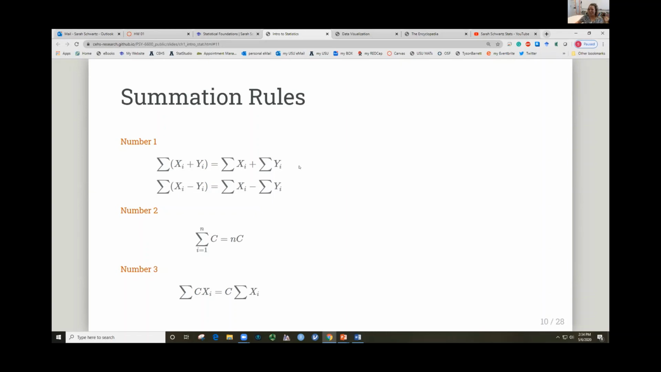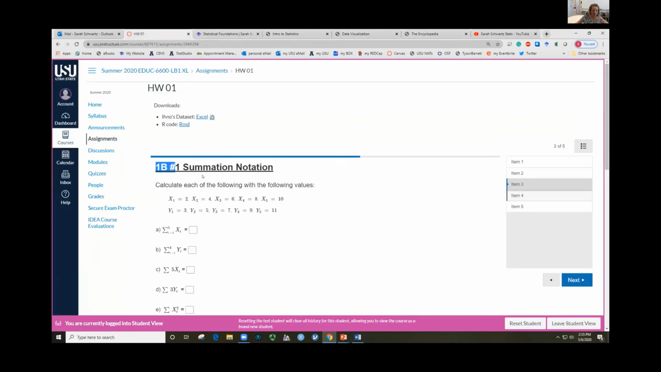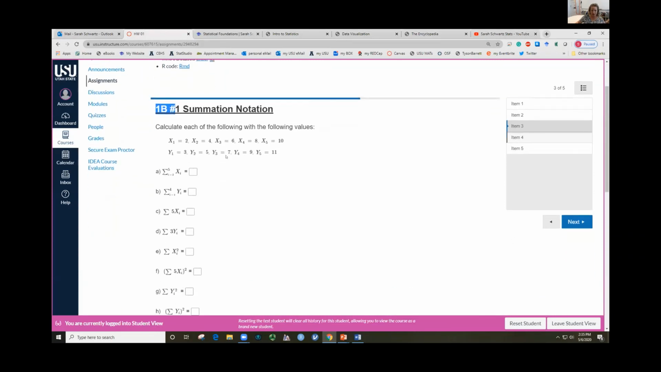They do some great things. As a mathematician, I love them. But more than anything, I just want you to be able to work with the numbers in a summation. So that's why here on the homework, we have some examples.